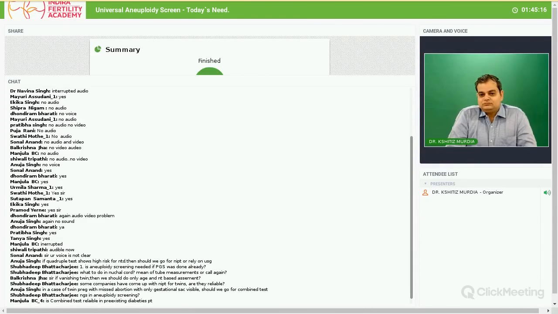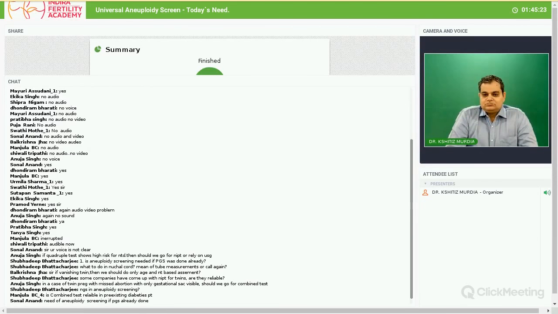Dr. Anuja, in a case of twin pregnancy with missed abortion with only a gestational sac visible, should we go for the combined test? Definitely, you can go ahead with it.